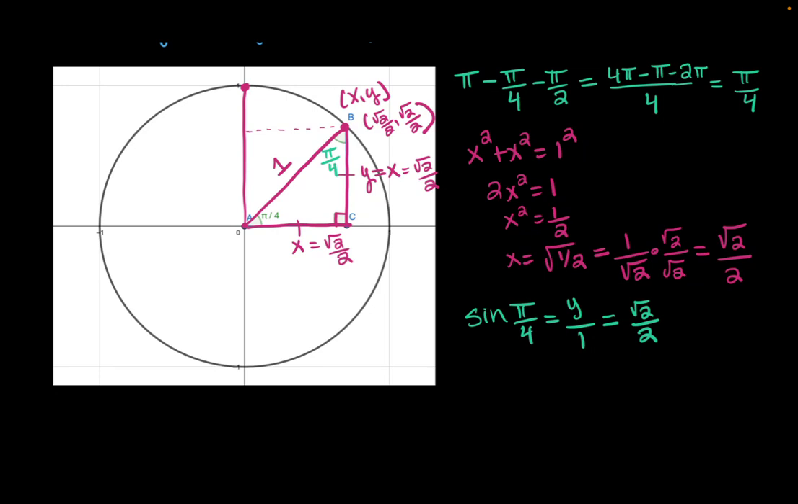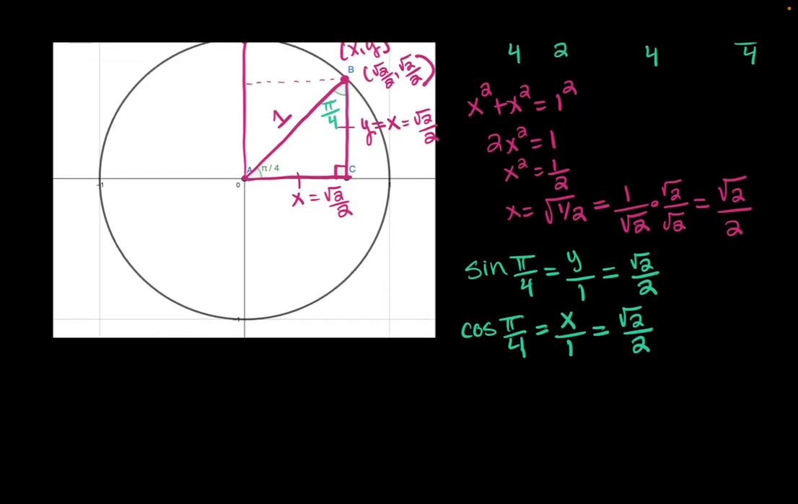And then we think about cosine. Cosine of pi over 4, or for any angle, is the adjacent side over the hypotenuse. For our situation here, our adjacent side is x, and our hypotenuse is 1 because we're in the unit circle. And so it's the x coordinate of that point, which is square root of 2 over 2.